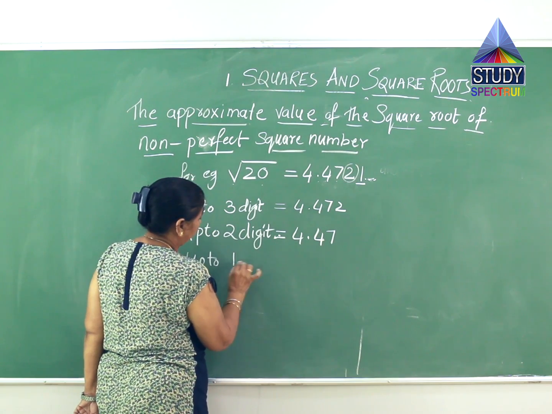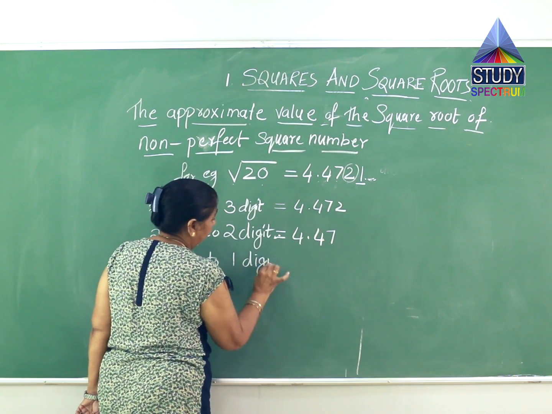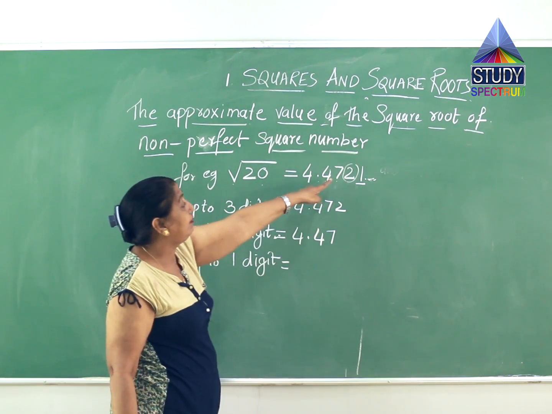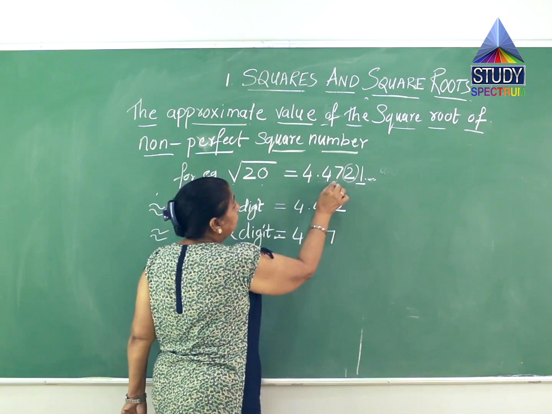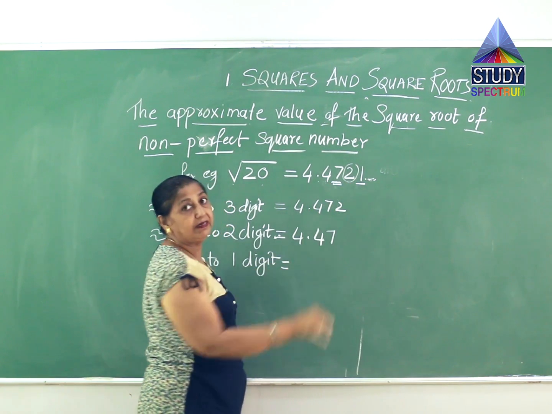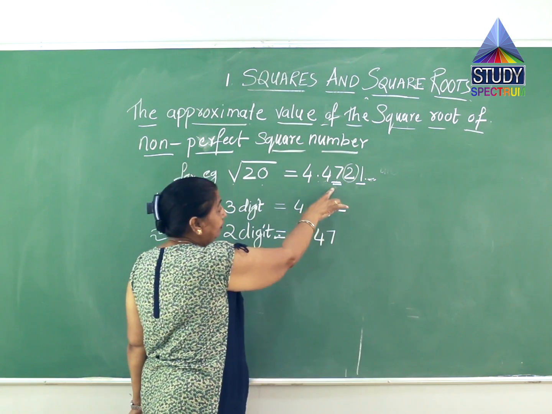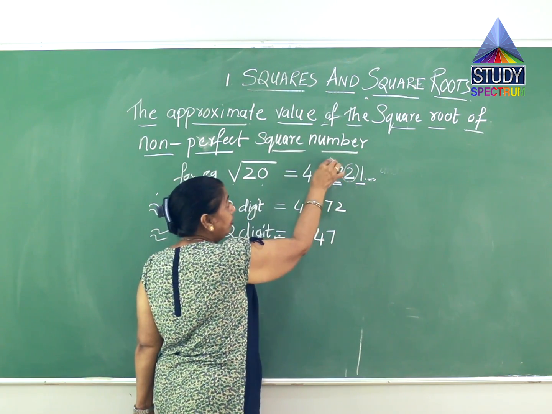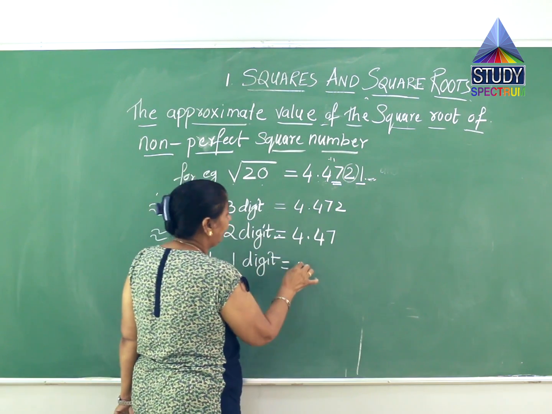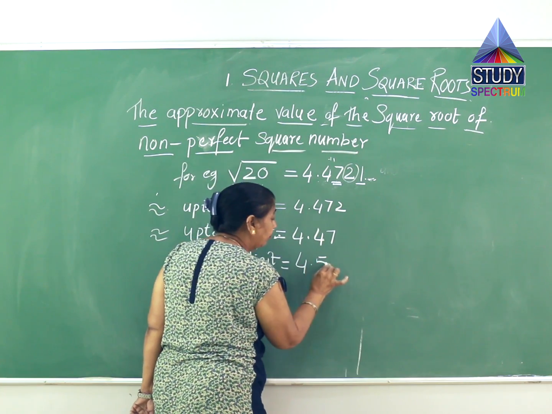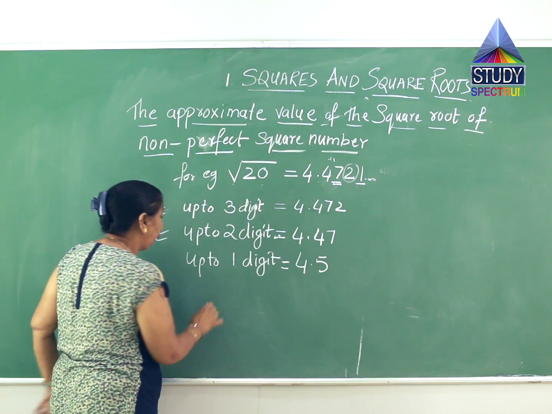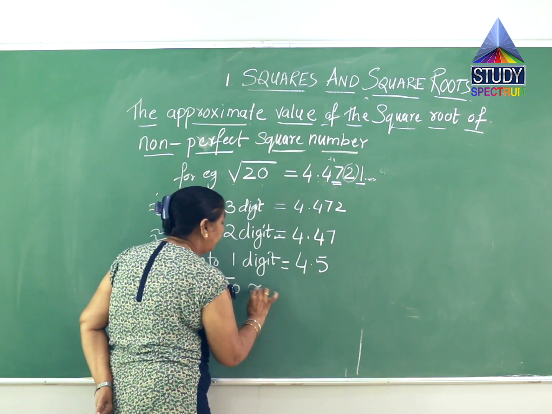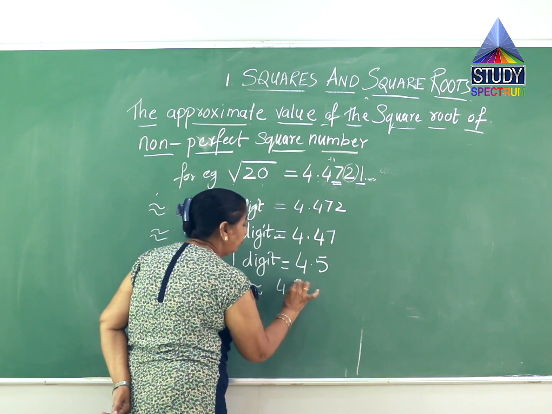Again, if they ask the approximate value up to 1 digit, now for the 1 digit, I have to consider the second digit. Now this second digit is greater than 5, that is 7. So if it is greater than 5, I'll add 1 to this digit. That will make 4.5. So the approximate value of root 20 is approximately equal to 4.5.